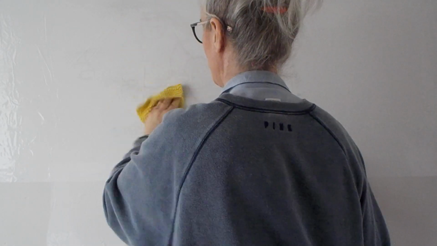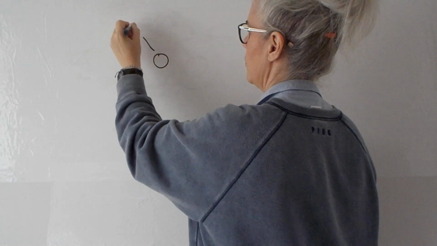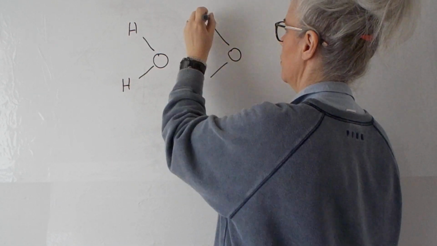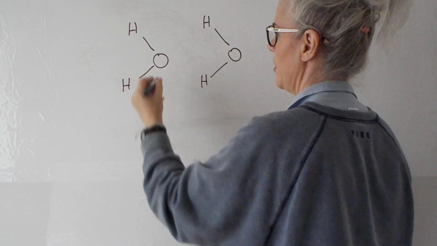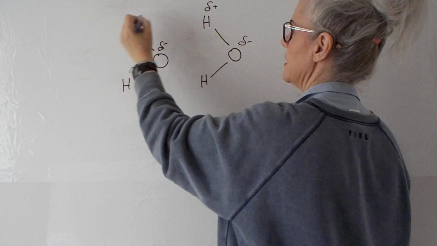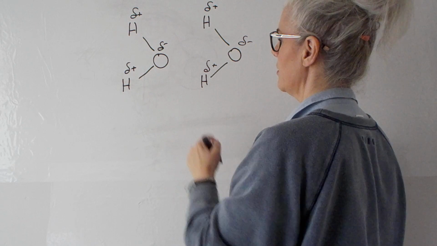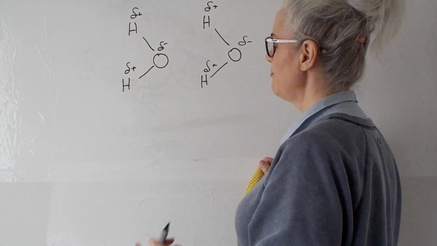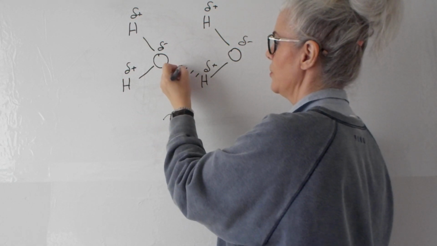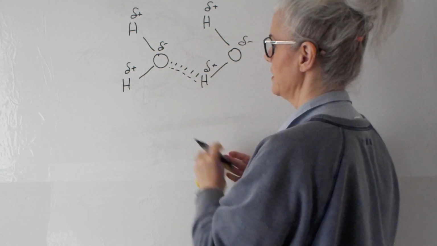So if we have a look at two waters, we've got one water there, and another water there, and remember that is delta negative, that is delta negative, and these hydrogens are all delta positive, and so we can form hydrogen bonds. So hydrogen bonds are attractions. Now there are two ways to show a hydrogen bond. You can show it like that, or you can show it like that. Only one of those is necessary.